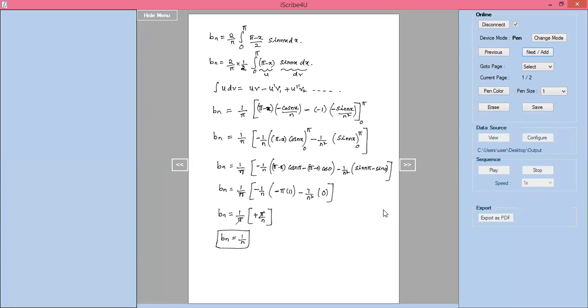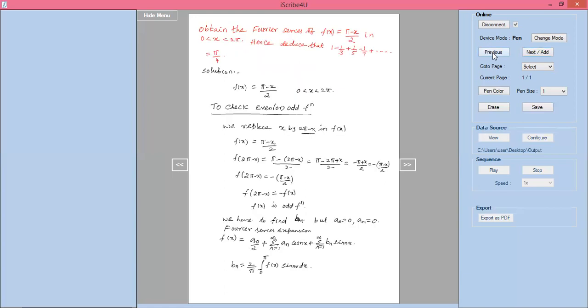This is the formula. So whenever we apply even function, odd function, what will happen? If it is an even function, we find a naught and an. If it is an odd function, we have to find only bn, so a naught and an are 0. That's what I showed here. I found only bn because the given function is an odd function. So a naught and an are 0, as I already told.